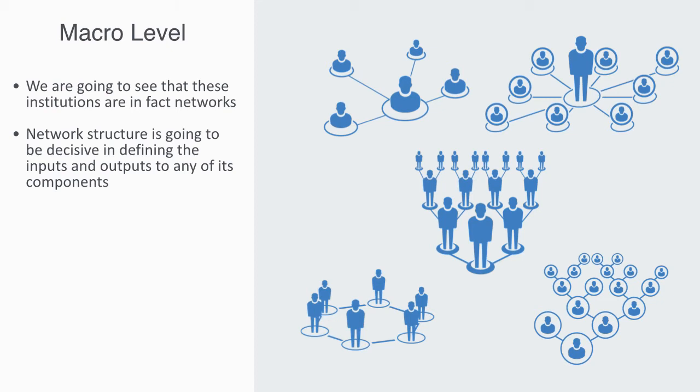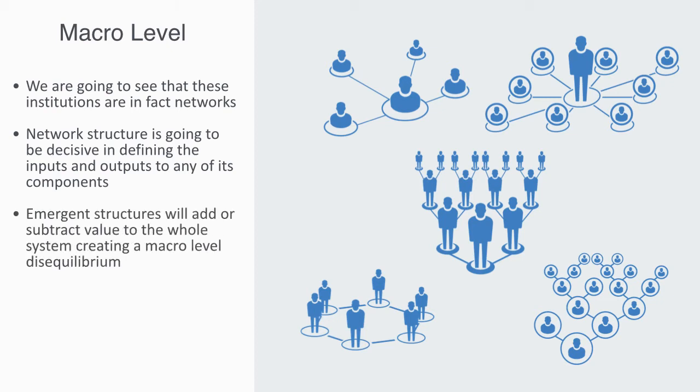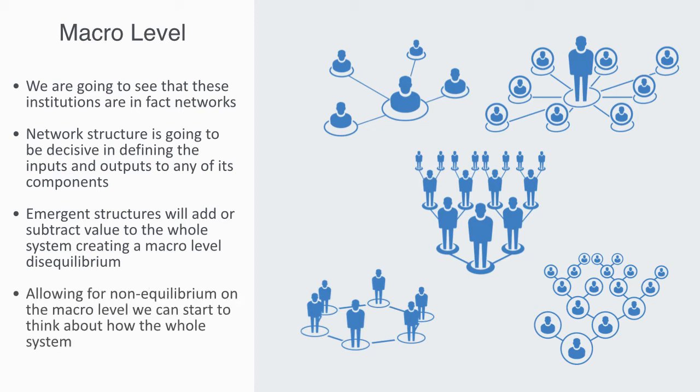These internal emergent structures or institutions will add or subtract value to the whole system, creating a macro-level disequilibrium. Because the system is open and resources are coming in and out of it from a larger environment that it is a part of, the flow of resources in and out of the system may change over time. This will add to this state of non-equilibrium. When we allow for non-equilibrium on the macro scale, we can start to think about how the whole system changes over time, and complexity economics uses the model of evolution in order to describe this macro process of change.